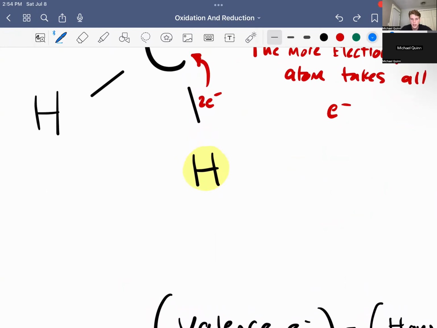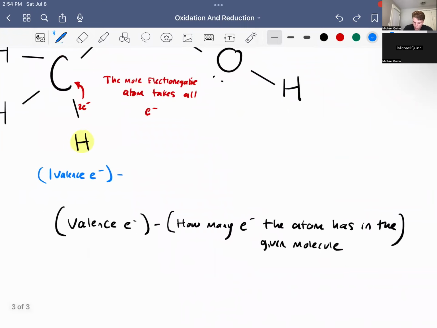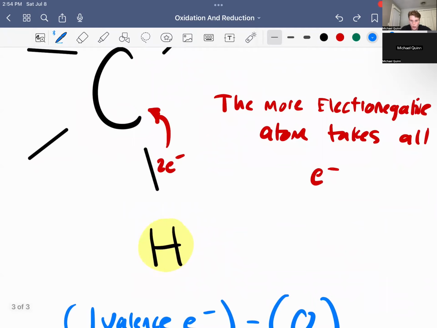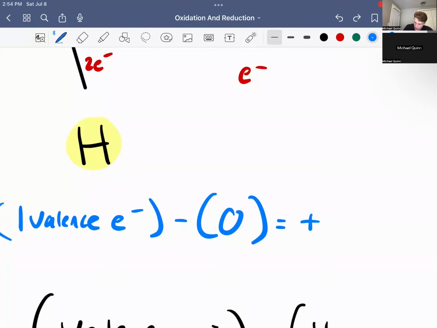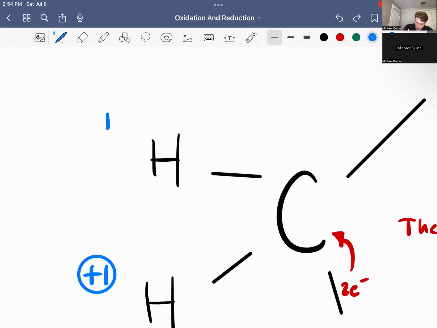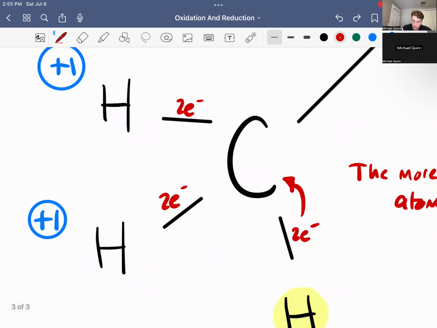So we can now assign the oxidation state for hydrogen. Based on the periodic table, hydrogen has one valence electron, and in this molecule, it has 0 electrons. Both the electrons in that bond went to carbon, so the oxidation state is +1. We can assign +1 to each one of these hydrogens connected to carbon because the electrons in each of those bonds will all belong to carbon.